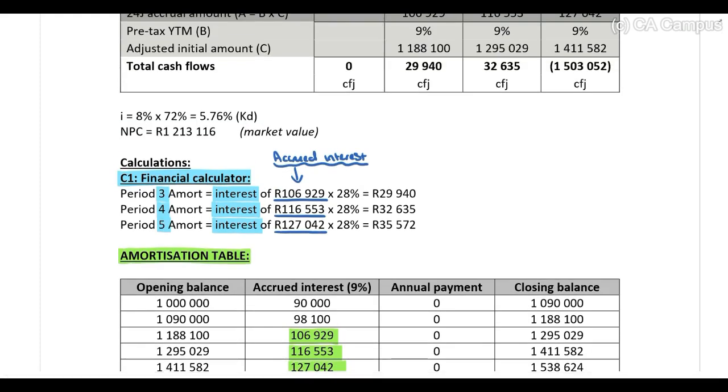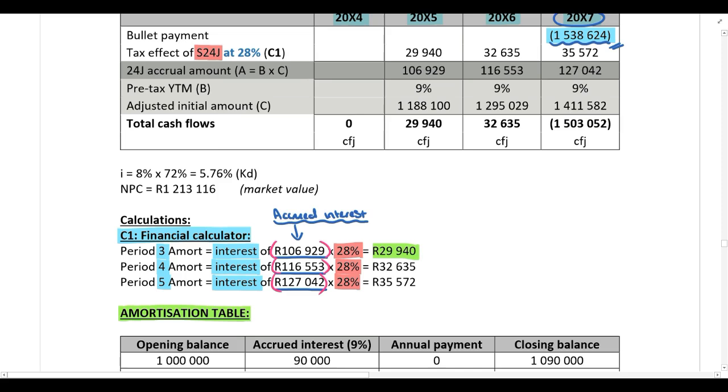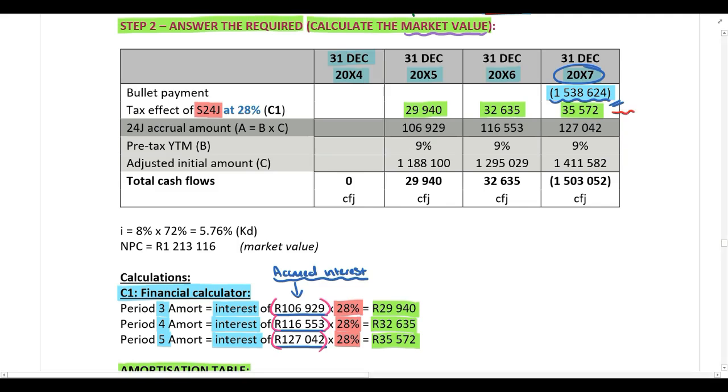Then what you are going to do is you take the accrued interest for periods 3, 4, and 5, you multiply by your tax rate, because remember guys, interest is tax deductible. The company is going to get a tax deduction for interest. So this interest amount over here in terms of Section 24J is tax deductible. Multiply it by 28% so that you can get your tax saving. And then you input that tax saving into your calculation above. So please note, this is a tax saving. The company gets a tax deduction for interest, so it reduces the amount that they need to pay across to SARS. It's a saving, so we show it as an inflow.